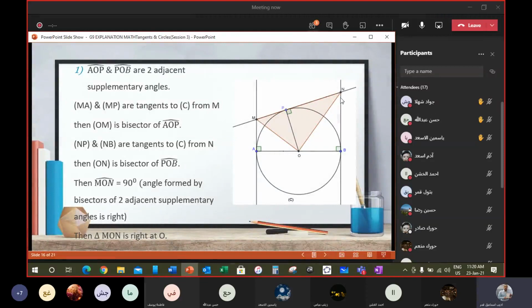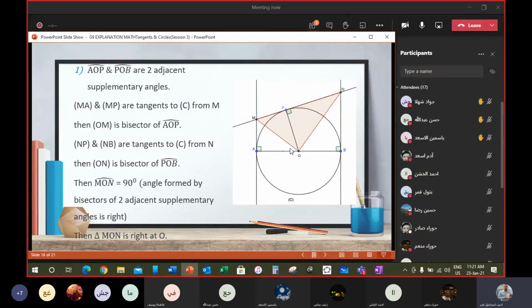Also NP and NB are two tangents to the circle from N. So NO is the axis of symmetry, NO is the bisector of the angle POB. And we took that the two bisectors of two adjacent supplementary angles, the angle between them is 90 degrees. So here MO is the bisector of AOP, NO is the bisector of BOP.